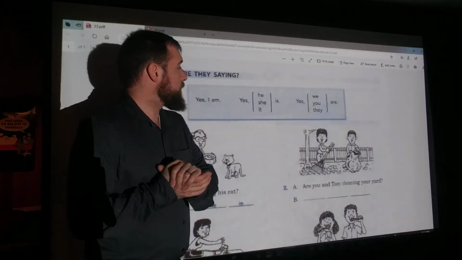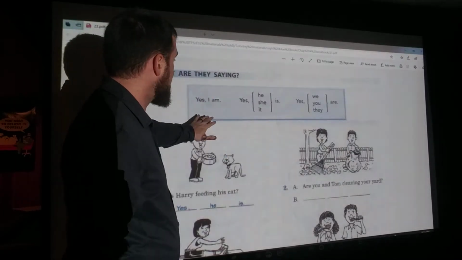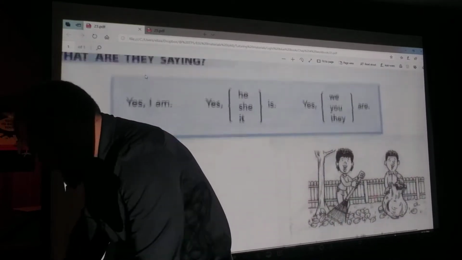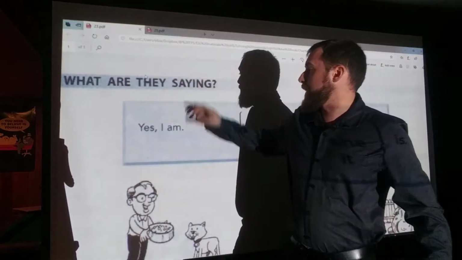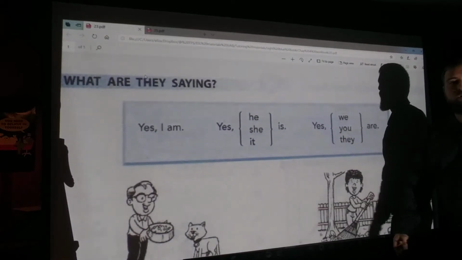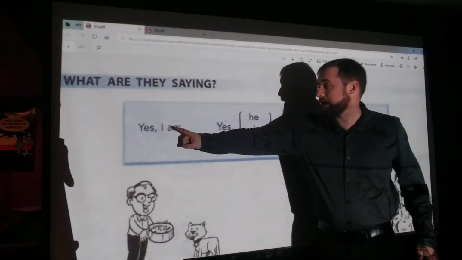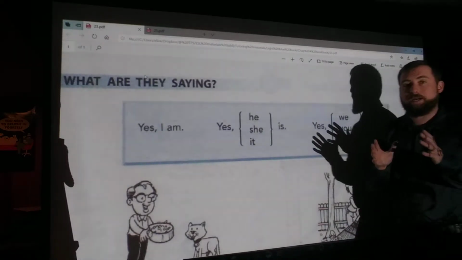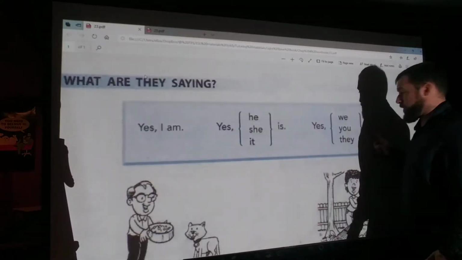So, first thing we're going to do is jump right into this worksheet here, page 23. I'm going to go over the top with you here. This is what we're working on. What are they saying? And we have a box over here of the different ways we can use the verb to be. Remember, for our purposes, that's am, is, and are. So that's what we're practicing in this worksheet. Are you going to say am, is, or are?